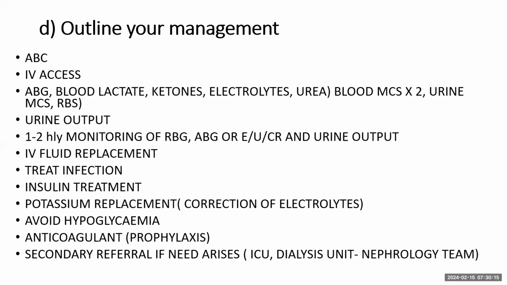I want to continue to monitor the urine output as it forms an important part of my fluid analysis and ultimately in management of this patient. I want to do a 1 to 2 hourly monitoring of random blood sugar as well as the other parameters like arterial blood gases, the UCR, and urine output. Importantly, in this patient, I will want to continue to monitor the potassium hourly because that is one important electrolyte that is likely to cause mortality if it is not handled properly.